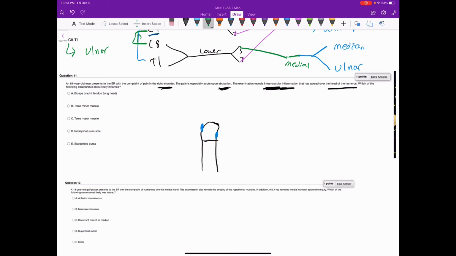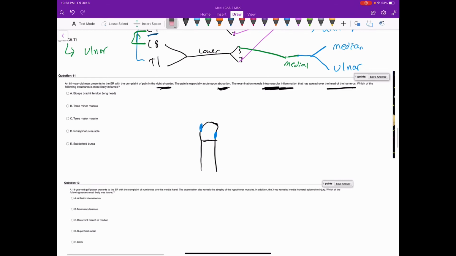Okay. Then I'm going to also draw the scapula. I'm going to try to draw a scapula. Let's see what we got. We go down, go a little circle, come out. All right, it's not bad. There's a scapula. Okay. So we know that there's something wrong with abduction.